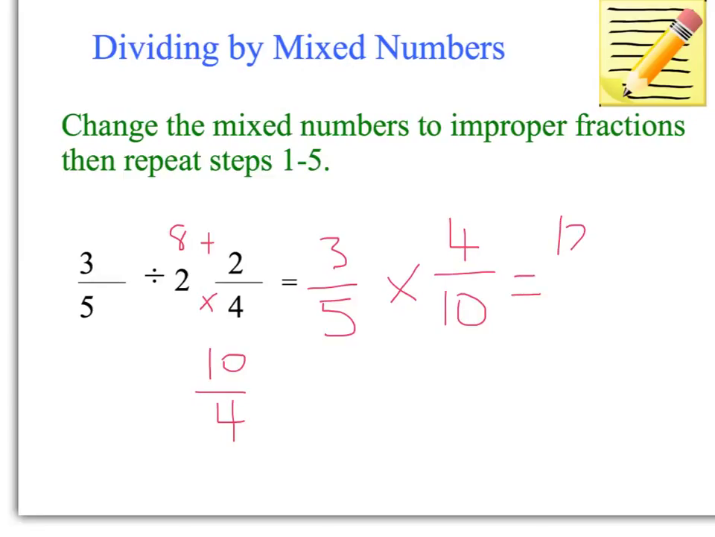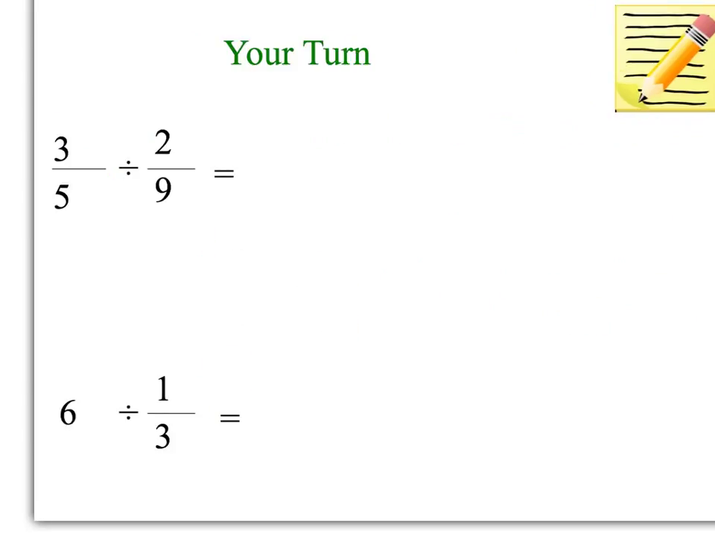3 4s are 12, 5 10s are 50. Alright, so this can at least be divided by 2. So 2 6s are 12, 2 25s are 50. So the answer will be 6 over 25. Right, now this is your turn. I want you to pause the video and have a go at these ones for me.